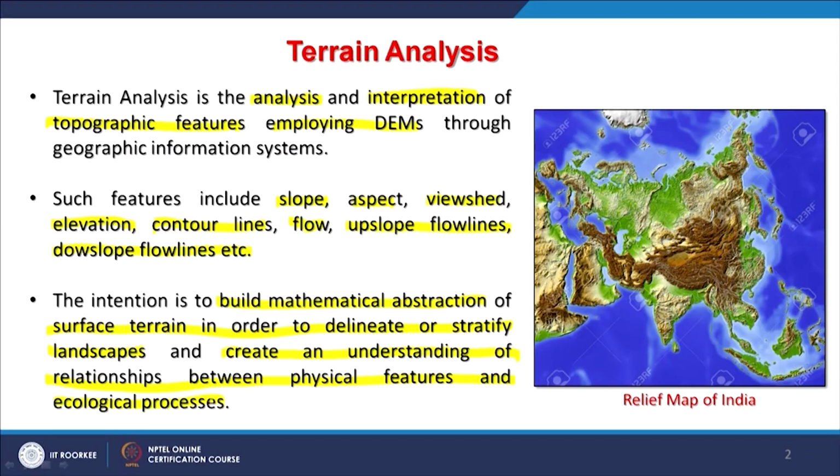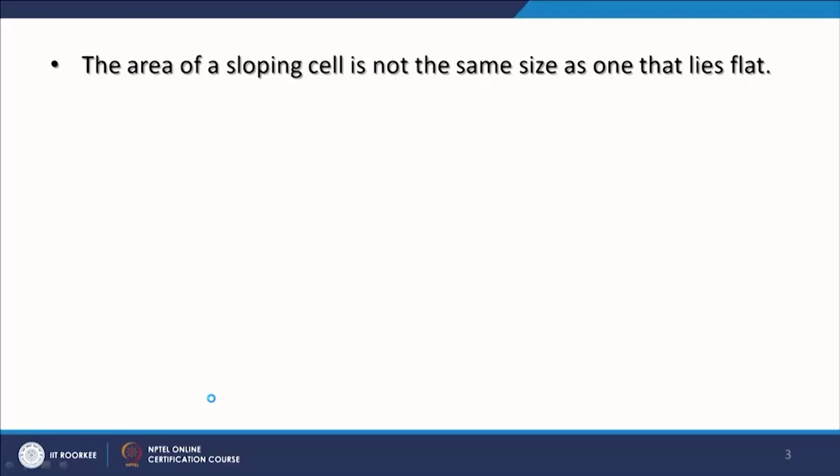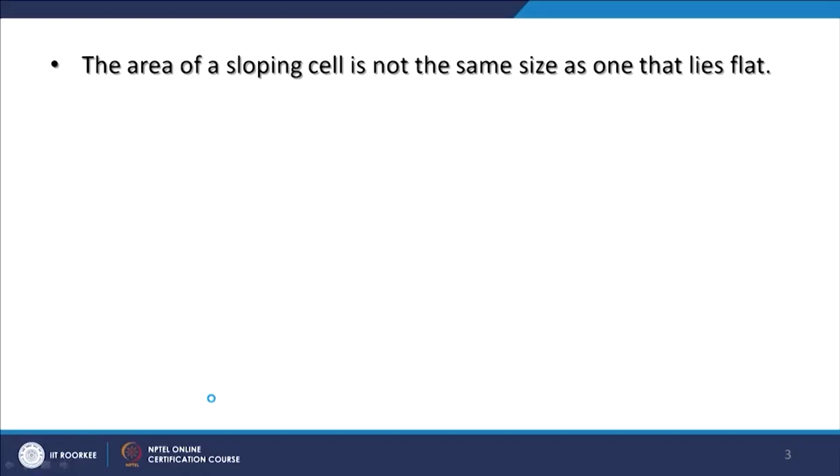So the two we can include under terrain analysis. That means analyzing things related to the topographic surface in a comprehensive manner. So not only are you doing a physical analysis or are physical features involved in your analysis, but ecological processes are also there. Now as you know, the area of a sloping cell of a digital elevation model which has been subjected to create a slope map is not the same size as one that lies flat.